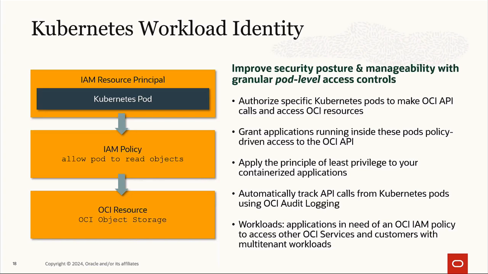That could be an object storage bucket. That could be something like the OCI streaming service for message production and consumption, or other application components that are outside of Kubernetes, but in scope for your particular application. The nice thing about this is it is another resource principal in a sense. And so any API call that's made from your application on that Kubernetes pod is actually going to be tracked by our OCI audit log service. So you can always see what's happening at the API level from your application running on the Kubernetes pod.